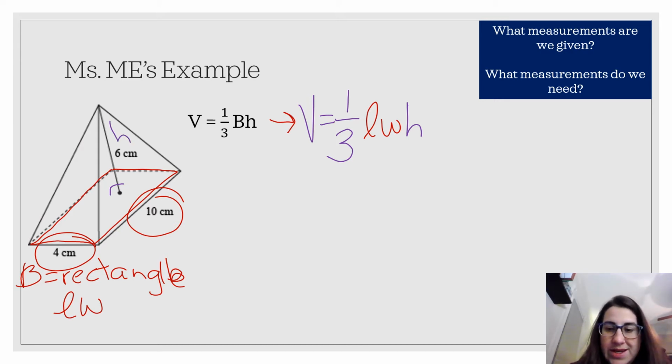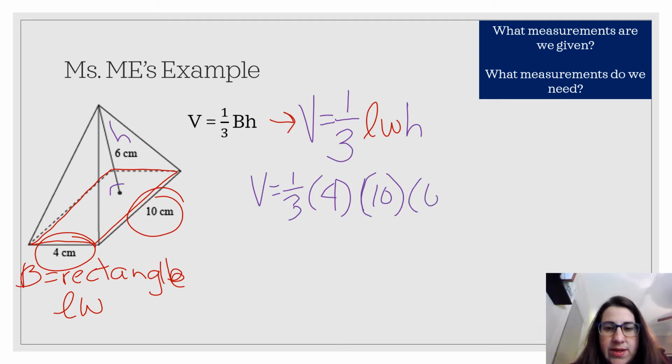So let's go ahead and substitute that into our formula. We have volume equals 1/3 times, so in this case we have 4 and 10, and then my height is 6. And I'm using parentheses for multiplication instead of the dot because I have some issues with the help thing coming up whenever I have it happen.